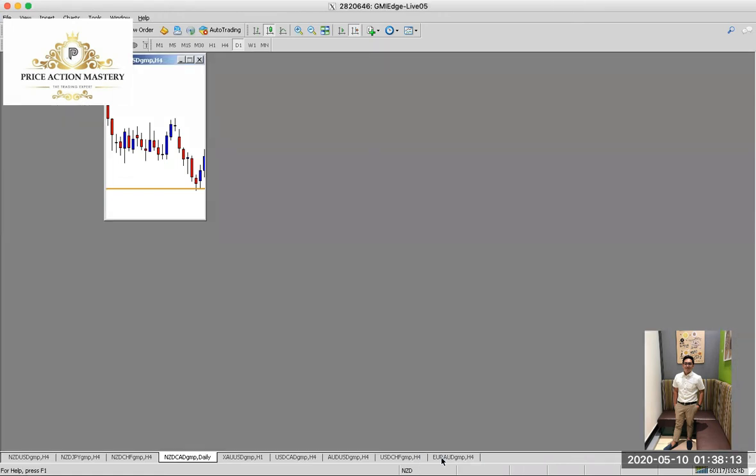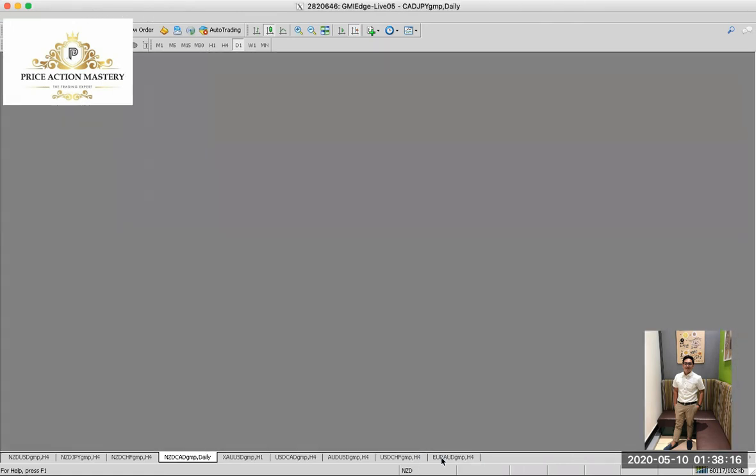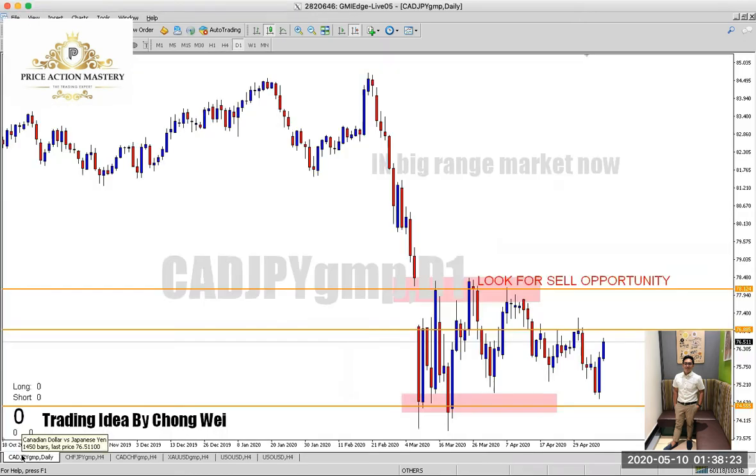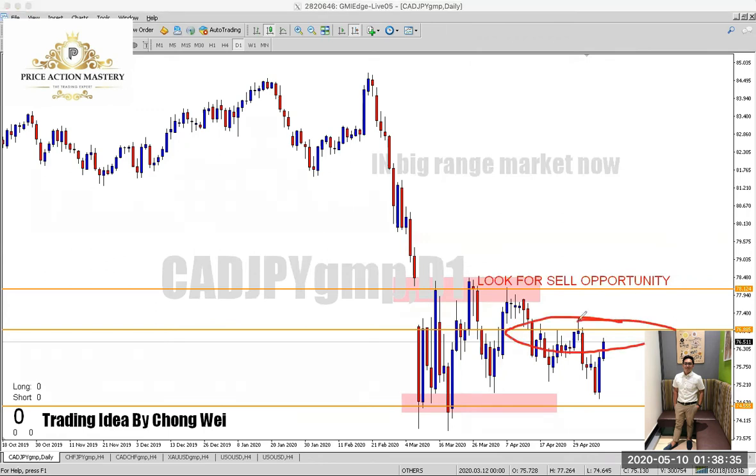Another thing: let's go to CAD, CHF, those others. I categorize them as the others charts. So let's take CAD JPY. CAD JPY is still in a sell trend, so I'll be looking for a sell opportunity at this key line area. By the way, CAD JPY is moving slow, but it is still a sell opportunity.